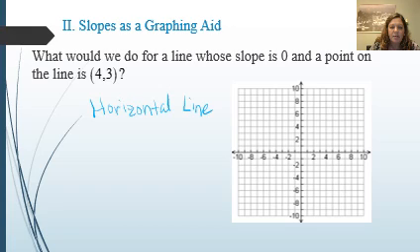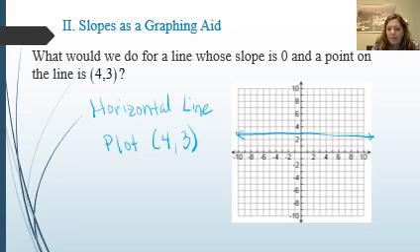We don't actually have the equation of the line, but we don't necessarily need that to plot the point (4, 3), to the right 4 and up 3, and then we're going to draw a horizontal line. And try to keep this on the line. There we go. Now remember that the equation for a horizontal line is y equals 3 because that vertical value never changes. So the y value is constant. So y equals 3.